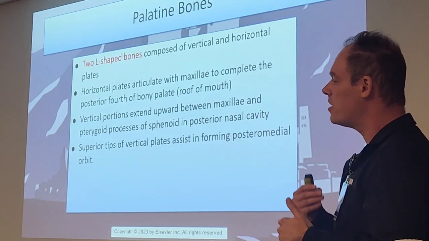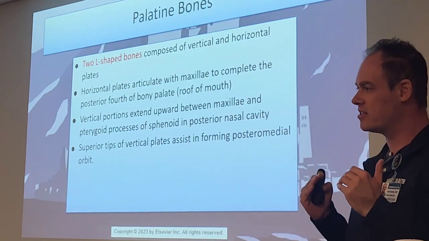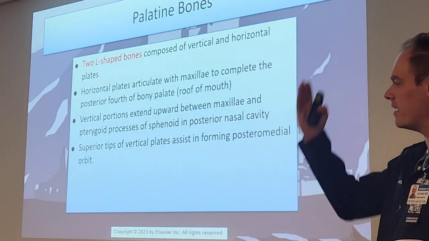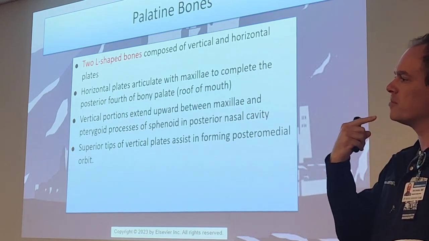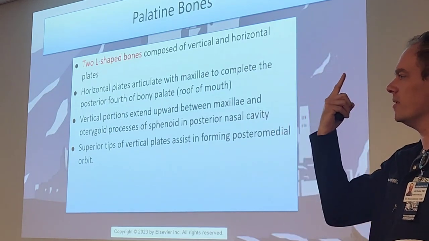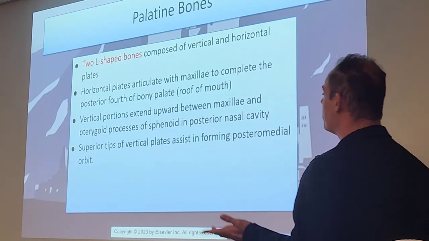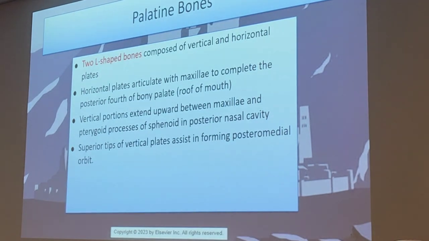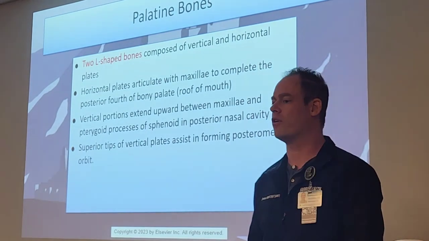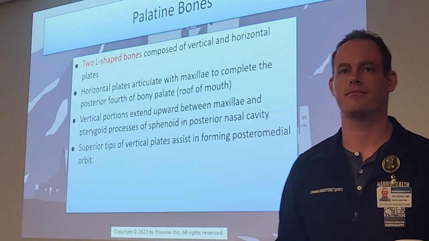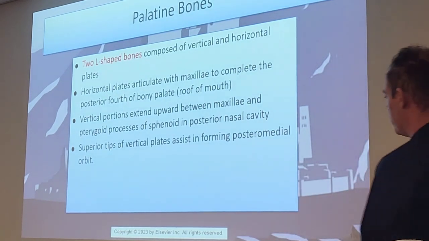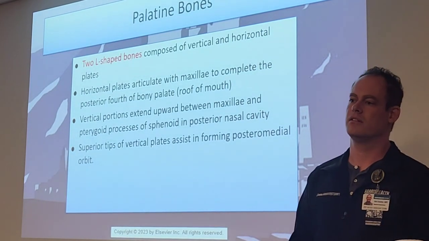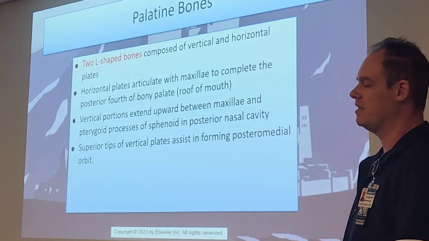But don't be deceived, because the palatines also form a portion of the orbits as well, because they actually extend upward because they are actually L-shaped. So they have that long extension going up and that part going forward, making an actual L shape. The lower part of the L forms the soft palate. The upper part of the L is what goes into the orbits. So that's going to be completely what we call the posterior fourth of the bony palate through the mouth. Vertical portions here, we've got what's going to go up and connect to those pterygoid processes of the sphenoid and also be part of the overall orbit formation as well. Specifically, the posteromedial orbit is what that's helping to form. You said the upper part of the L goes into the orbits and the lower part goes into the palate. Thank you. Yes.